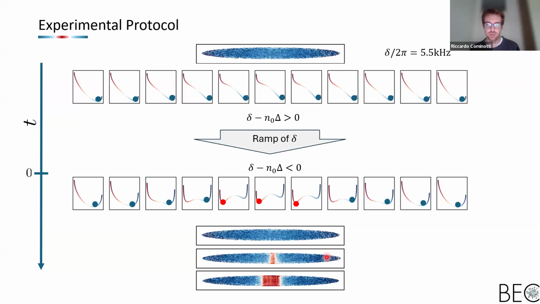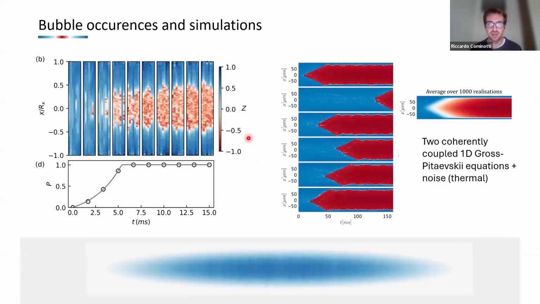What we wanted was to perform some quantitative measurement. And the way we have to perform quantitative measurement, to overcome the problem that our imaging is destructive, is to take a statistical measurement of the occurrence probability of the bubble. And on top of this, we also performed numerical simulations to have better access to the dynamics of the formation of the bubble.